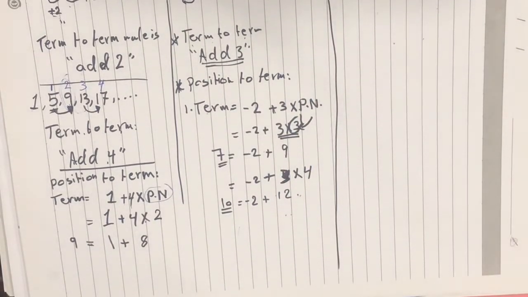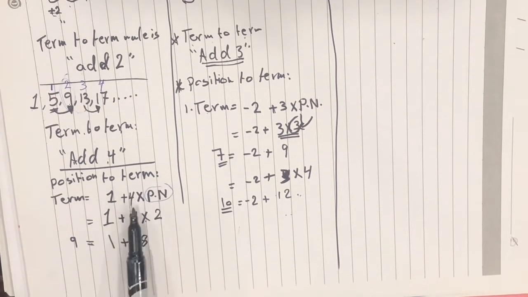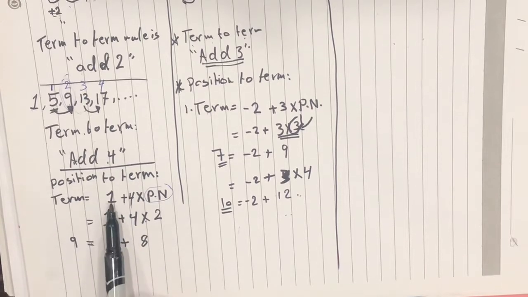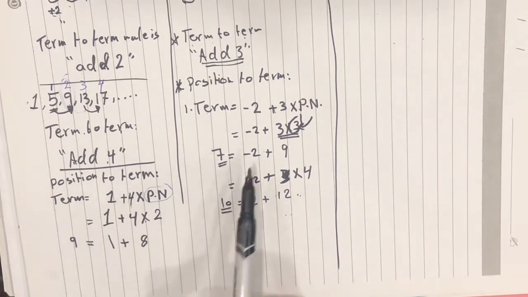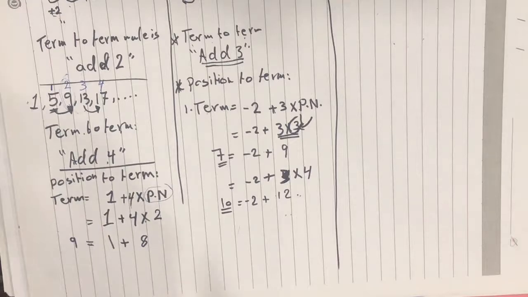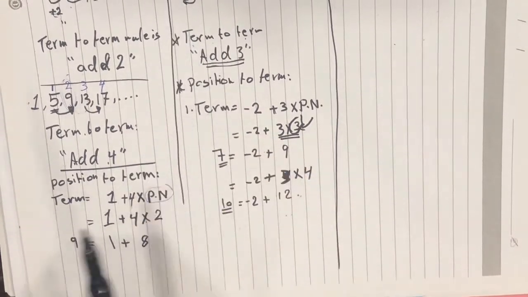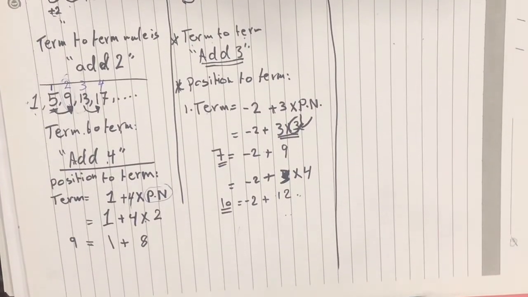Three main steps. Position number times the term to term rule, and then I put the first term, the zero term, whether it is a negative or a positive number.